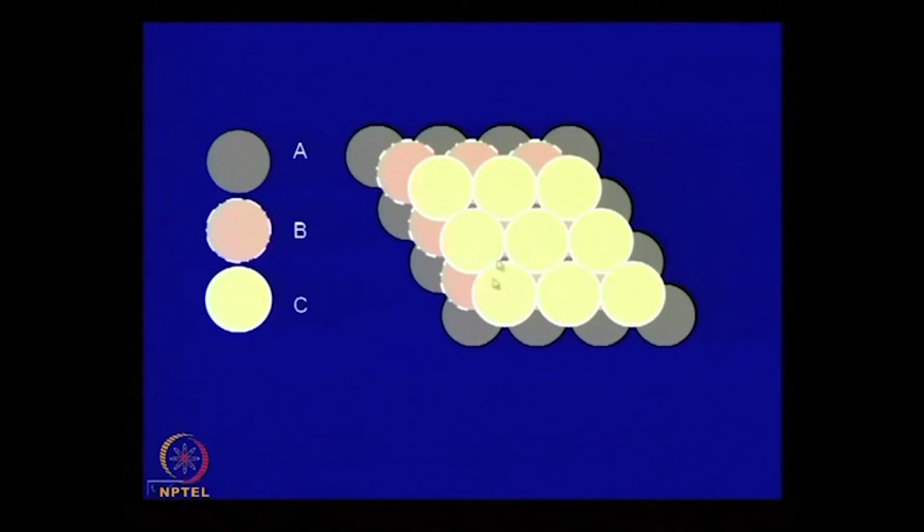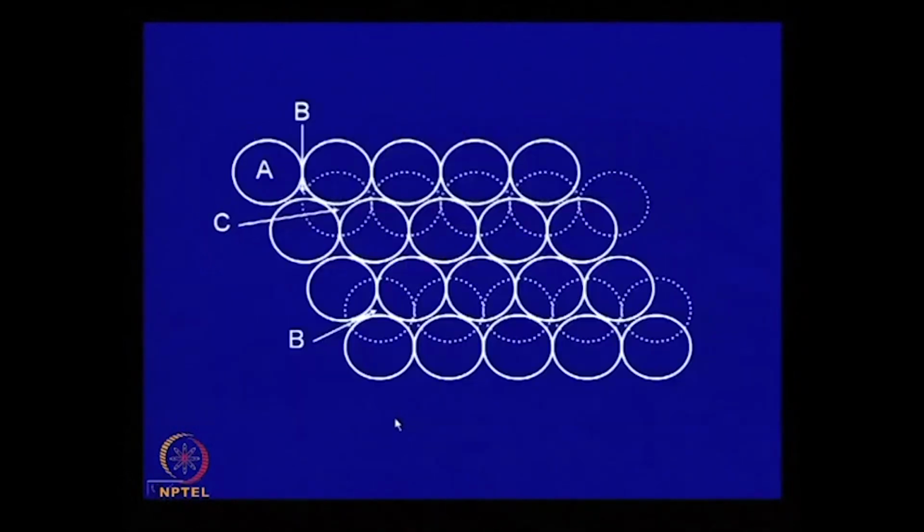Now, what happens if this sequence is disturbed? In face centered cubic crystals, these 1 1 1 planes are arranged in sequence A B C like that. Now, what happens if this is disturbed, which is shown over here.